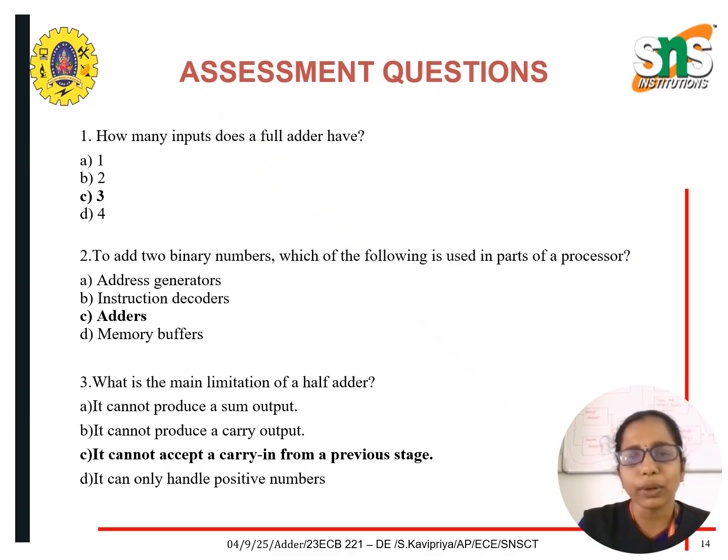And next are the assessment questions. How many inputs does the full adder have? It has 3 inputs, whereas in the case of the half adder, the number of inputs is just 2. To add two binary numbers, which of the following is used in parts of a processor? Definitely adders are used. What is the main limitation of a half adder? It can't accept the carry from the previous stage. The Cin is not available in the half adder. That is the main drawback.